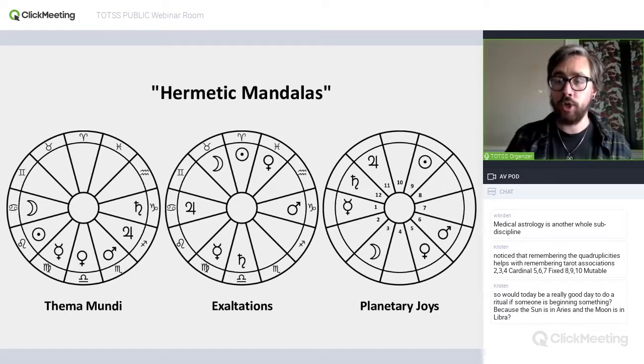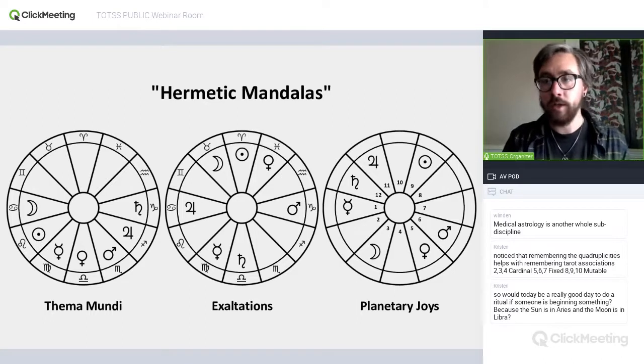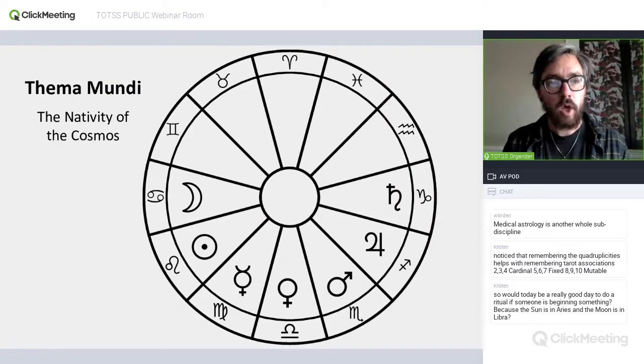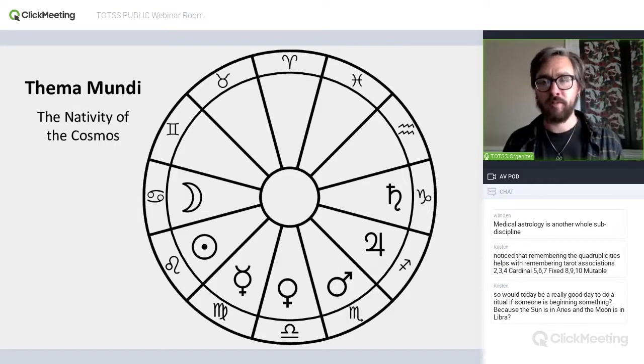And they're also really foundational for the meanings of a lot of the concepts of astrology. All right, so real brief here. This is the Thema Mundi, which is the mythical nativity of the cosmos, or the birth chart of the cosmos, or even occasionally called the birth chart of God. Now, this was always understood metaphorically.